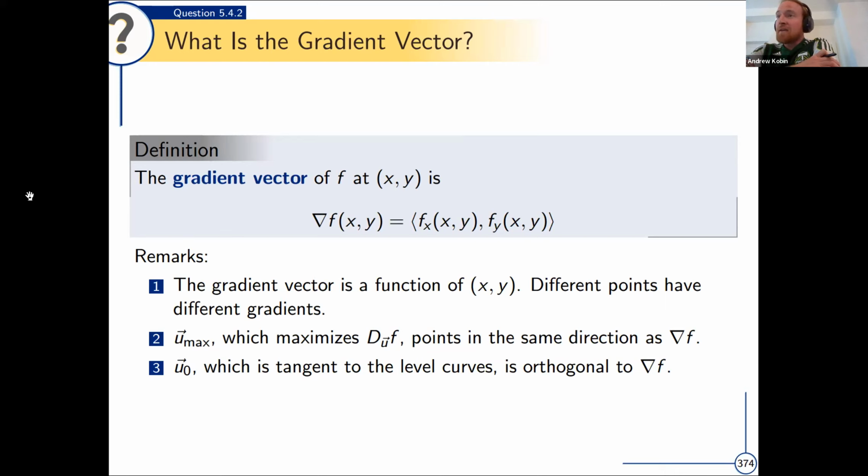Just as a heads up, we're going to generalize this to higher dimensions shortly, but this is the two-dimensional version, when our function has two input variables, x and y. By the way, the symbol you see here is pronounced nabla. I believe it's a Greek symbol. It's not one of the Greek letters of the alphabet, but it is a symbol in Greek script.